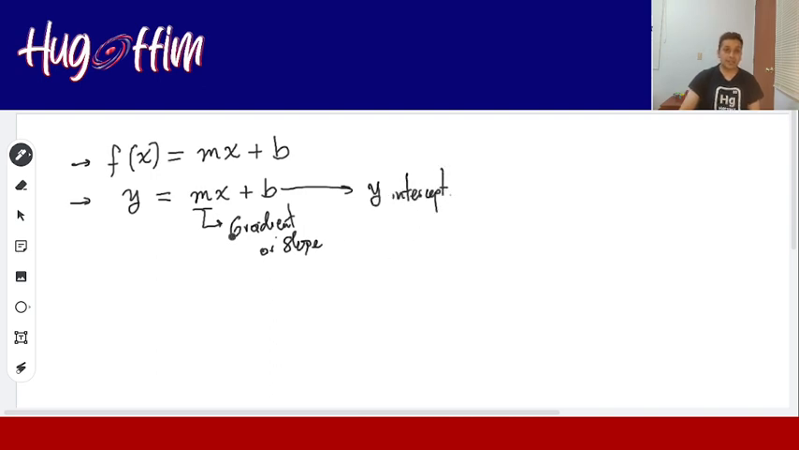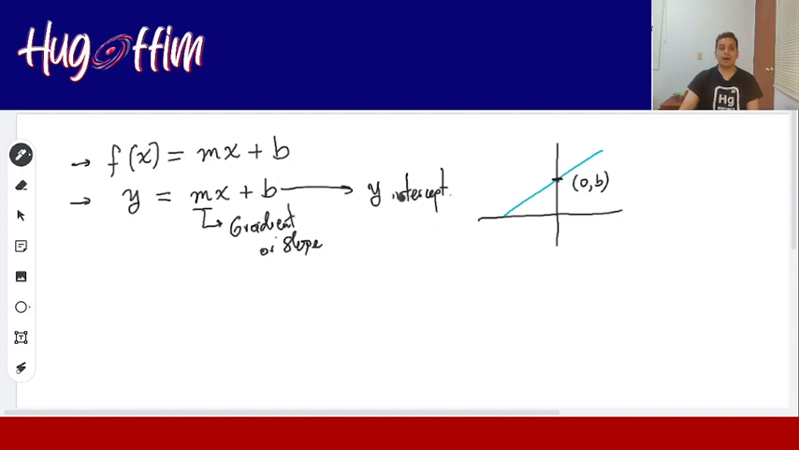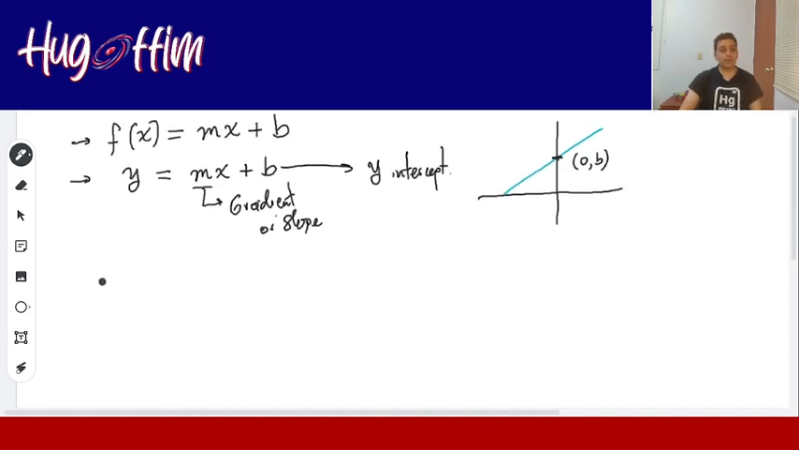The y-intercept of the linear function is just the place at which your line crosses the y-axis. So this point here, which in coordinates will be (0, b), is the y-intercept. If you have a graph of a linear function, the only thing you need to do to find the y-intercept is to check where the line crosses the y-axis. This is the y-intercept.